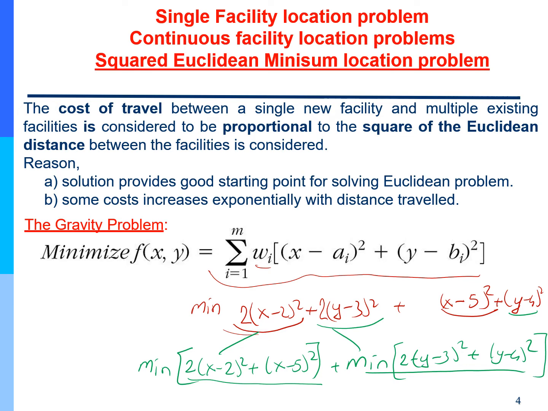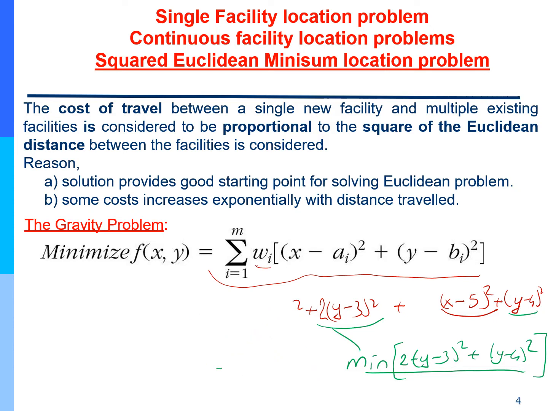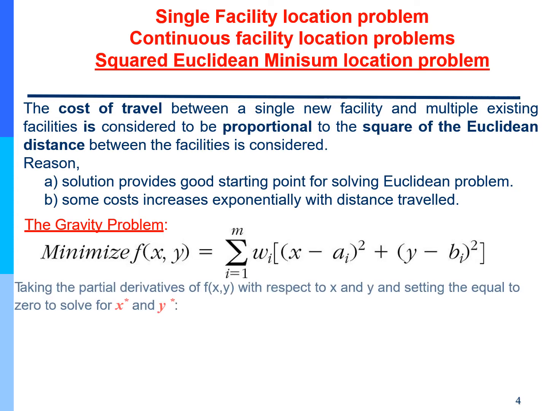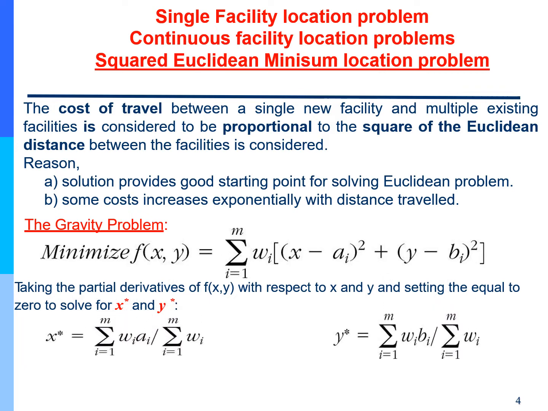So actually, the solution for this problem is obtained by separating the problem into two, for the x variable and the y variable, and for each one taking the derivative and making it equal to 0. And at the end, you will simply obtain a very familiar form for the optimal coordinates. And that familiar form is this one.